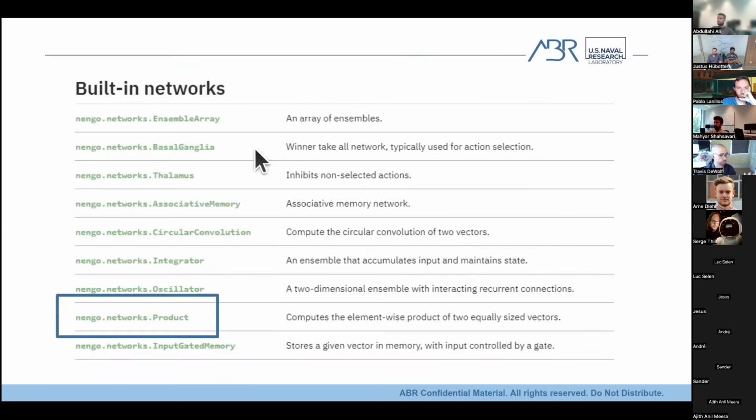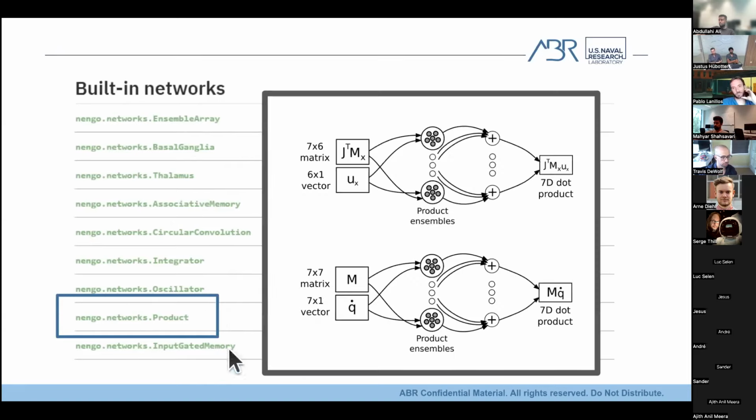And so this is an example of some of the different circuits that have been implemented and that we can use. So integrators, oscillators, we can implement associative memory. So if you want to associate colors with smells or something along these lines. And importantly, what we're going to use here is the product network of the NEF. And this is what our two product networks look like in the context of the actual network that we're implementing.